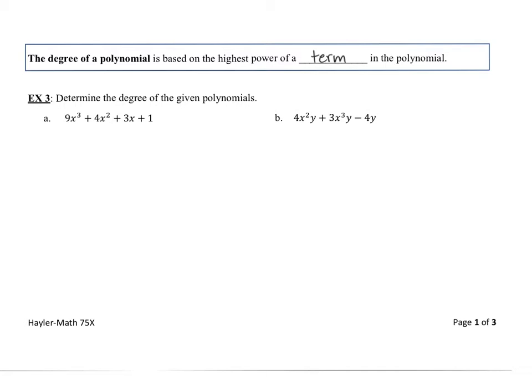For example 3, determine the degree of the given polynomials. So what we're going to do is look at all the terms, see which one has the highest degree, and then that will be the degree of our polynomial.